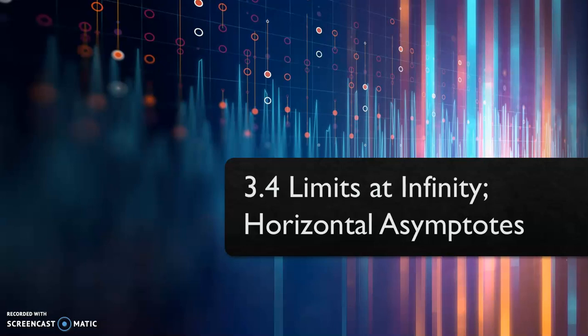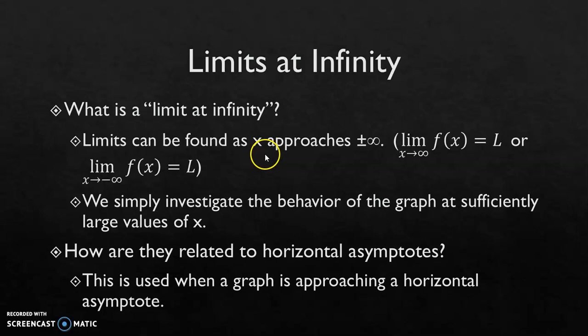Now, for limits at infinity, let's look at what it is and how it's actually related to those horizontal asymptotes. A limit at infinity is really, we're looking at what happens as x approaches positive or negative infinity. That means as the graph goes further and further to the right, is it approaching a specific value? As x goes further and further to the left, is it approaching a specific value? This is how we would write it: limit as x approaches infinity, or limit as x approaches negative infinity. So we're just looking at what happens to the graph as it goes further to the right or further to the left.